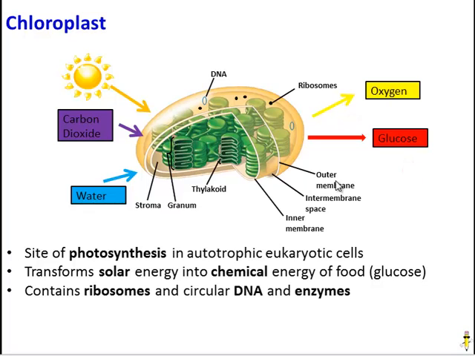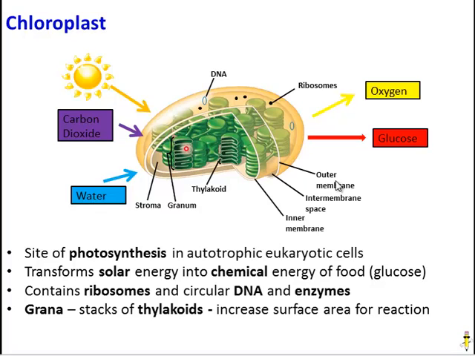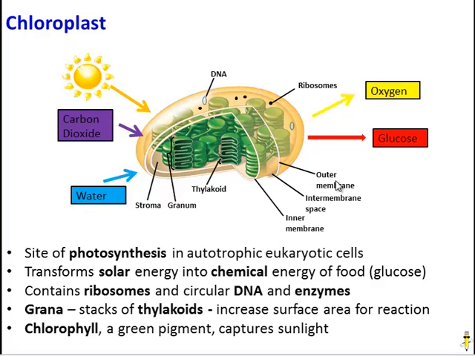Now, if you look at the structure of the chloroplast, the structure helps it do this job well. First of all, it's got ribosomes, so that it can make enzymes to do these reactions. It's also got its own DNA. And then within the chloroplast, we see stacks of green pancakes called thylakoids, and each stack is a granum. And those increase the surface area for the photosynthetic reactions to occur. And then finally, the green color is due to chlorophyll, a green pigment, which we'd find in here, and that pigment's job is to actually capture the sunlight.